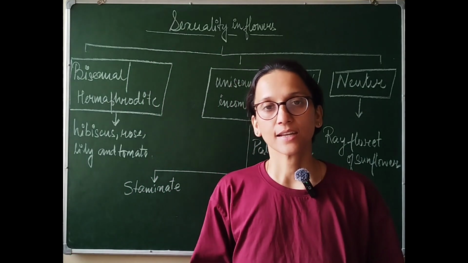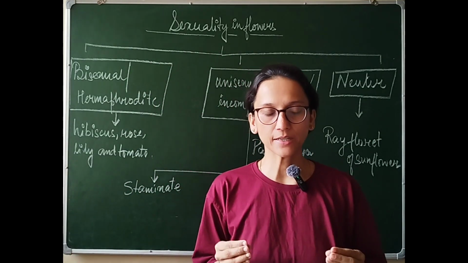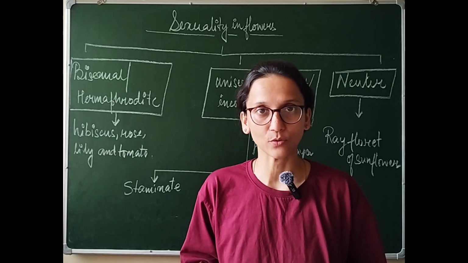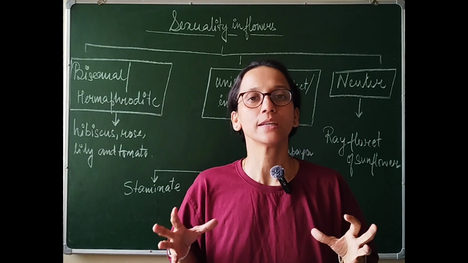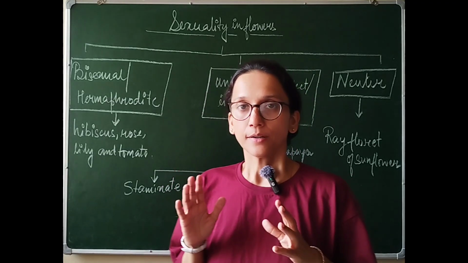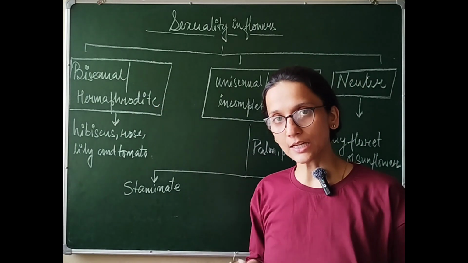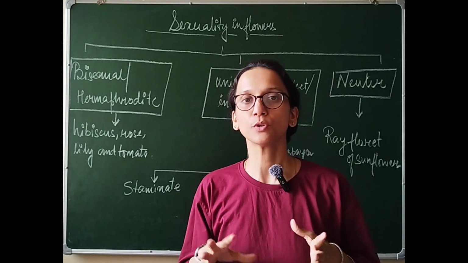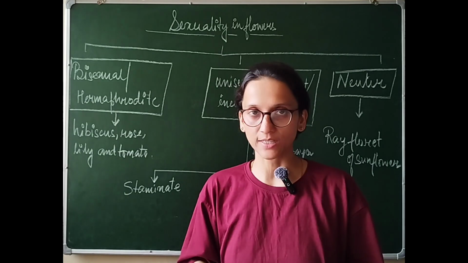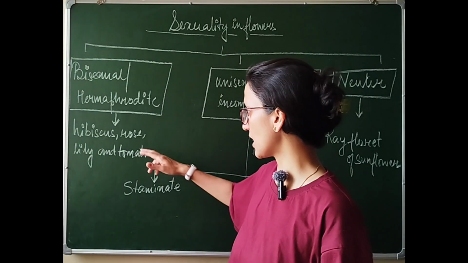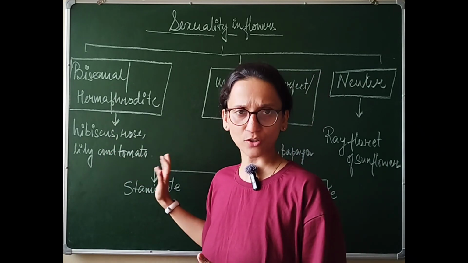Now let us understand sexuality of a flower. See, depending on the presence or the absence of essential whorls, Androecium and Gynoecium, flowers can be primarily grouped under three categories. Number one, bisexual flowers, which are also called hermaphrodite. In such flowers, both the essential whorls are present. That means Androecium as well as Gynoecium, apart from calyx and corolla. Examples of which are hibiscus, rose, lily and tomato.